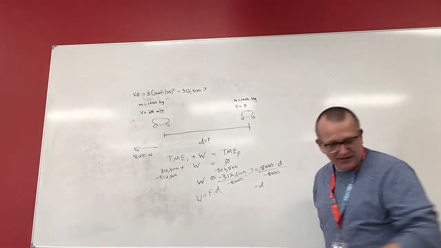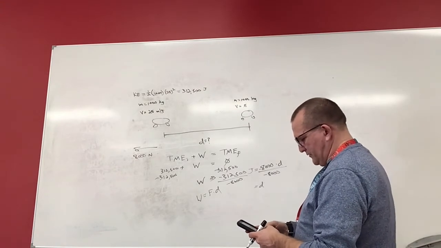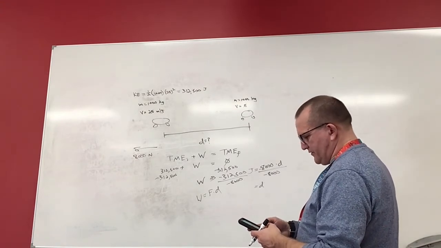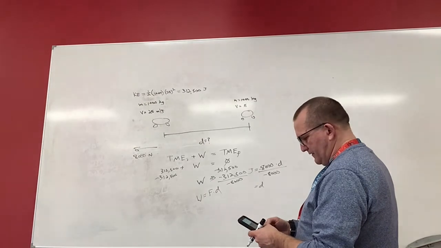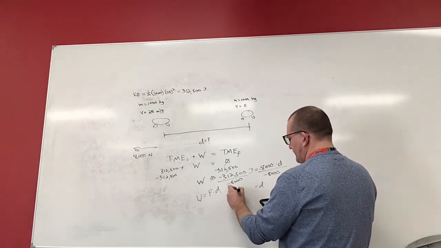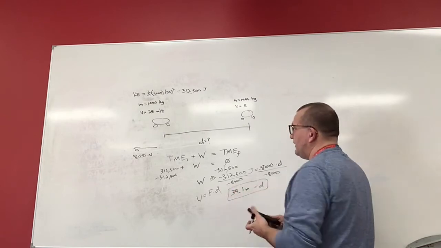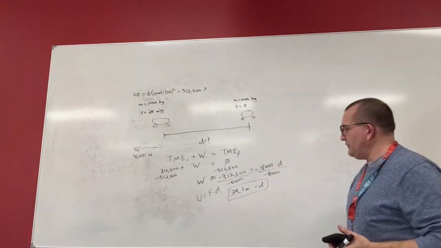Divide by negative 8,000 on both sides. So the distance that my car is going to skid will be negative 312,500 divided by negative 8,000, which gives me a distance of 39.1 meters. So that's how far the car skidded after it hit the brakes.